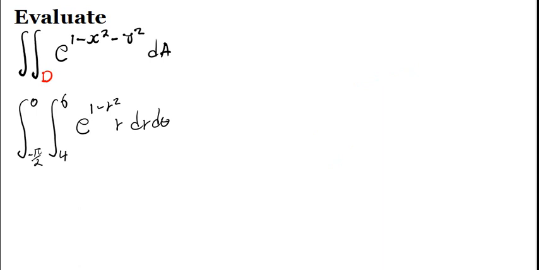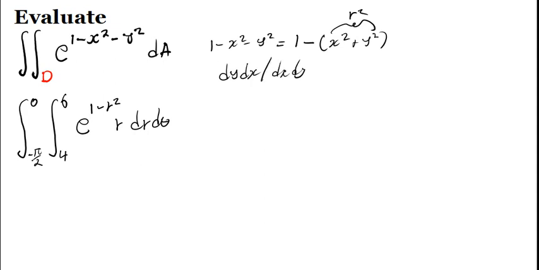For this part, what I've done is that since I have 1 minus x squared minus y squared, I can write this as 1 minus open bracket x squared plus y squared, and we know this is equal to r squared. That's where this r squared is coming from. And always keep in mind that if you have dy dx or dx dy, this is going to be written as r dr d theta. That's what it changes to. So over this area dA, it changes to that.